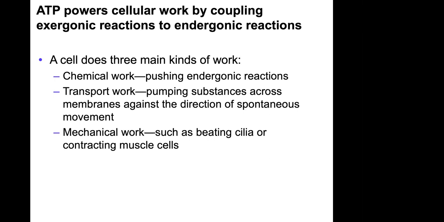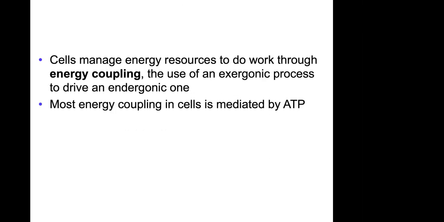A cell does three main kinds of work: chemical work, which is pushing endergonic reactions; transport work, which is pumping substances across membranes against the direction of spontaneous movement; and mechanical work, which would be beating cilia or contracting muscle cells. Cells manage energy resources to do work through energy coupling, the use of an exergonic process to drive an endergonic one. Most energy coupling in cells is mediated by ATP.